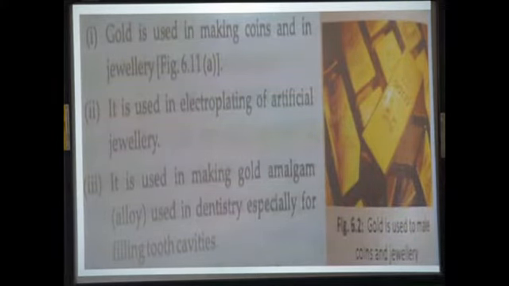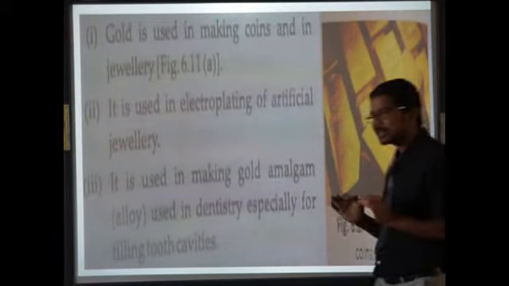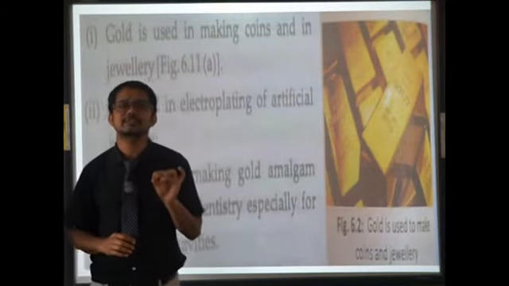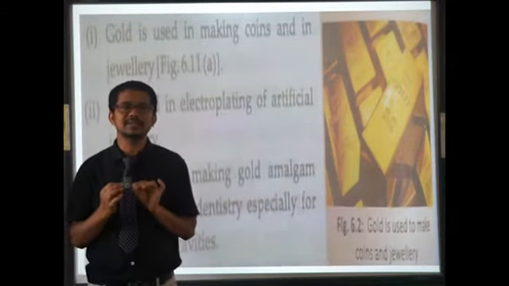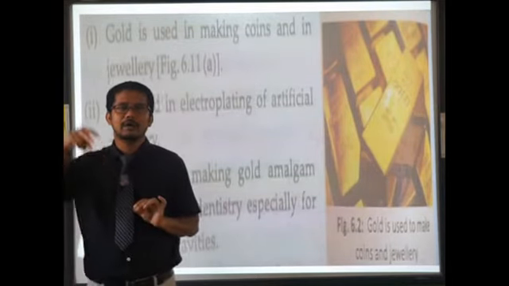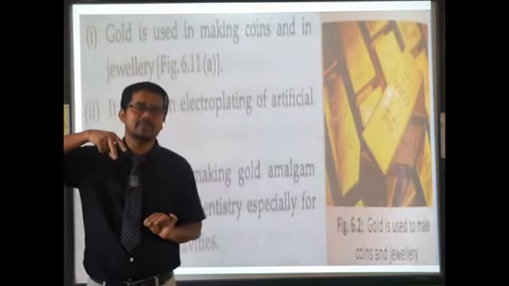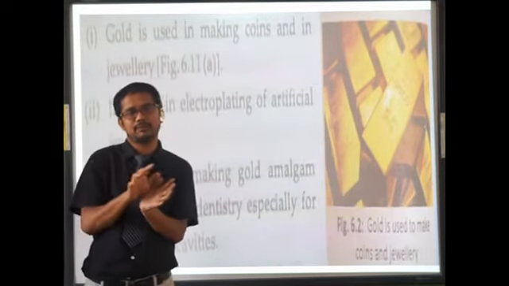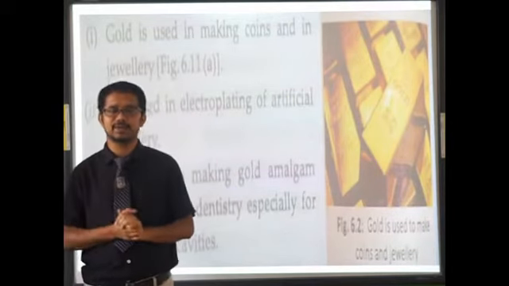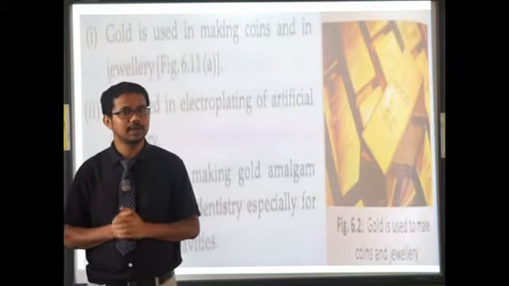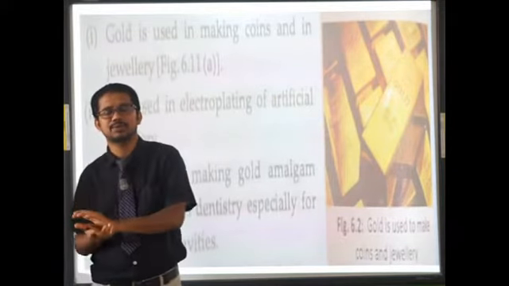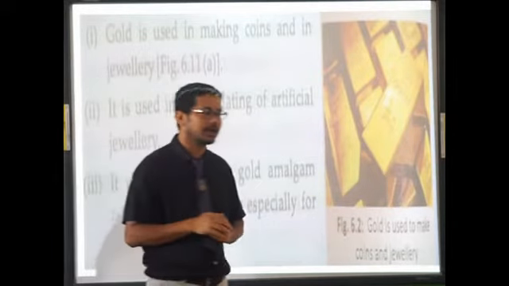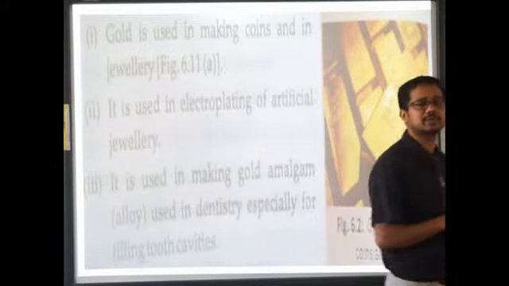It is also used in making gold amalgam. What do you mean by amalgam? Amalgam is an alloy in which one of the substances is mercury. Amalgam is an alloy of two metals, one of which is mercury. So if you mix gold with mercury, then it becomes gold amalgam. If you mix silver with mercury, then you will get silver amalgam. So amalgam is an alloy in which mercury is one of the components.